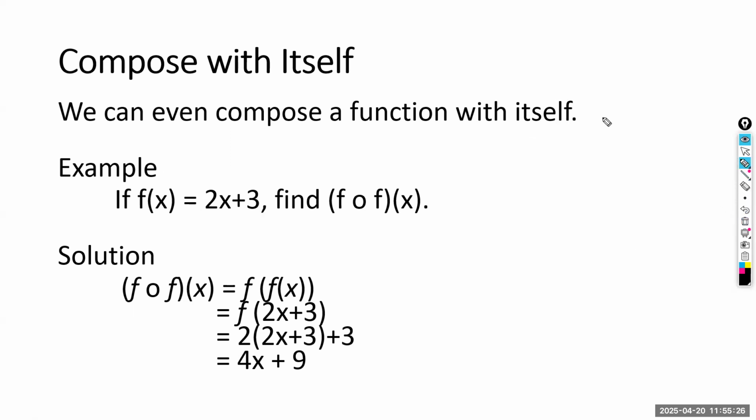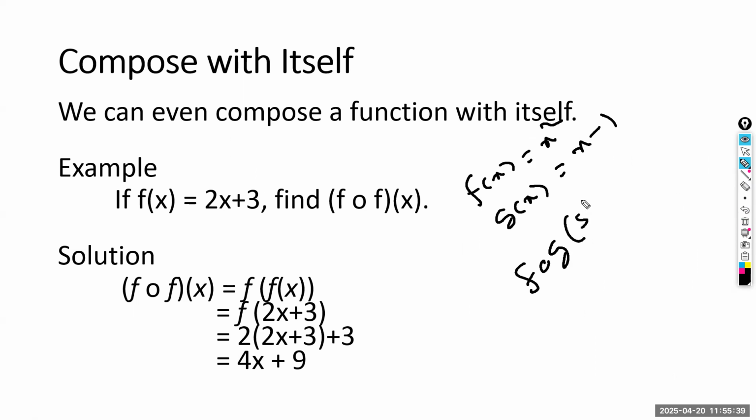I do this. f(x) is x squared. g(x) is x minus 1. Find f of g(5).